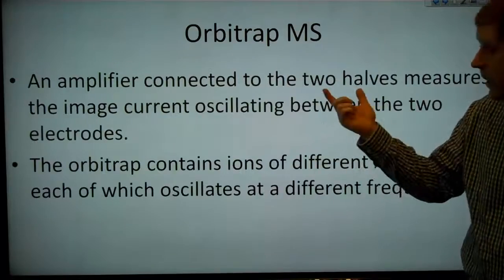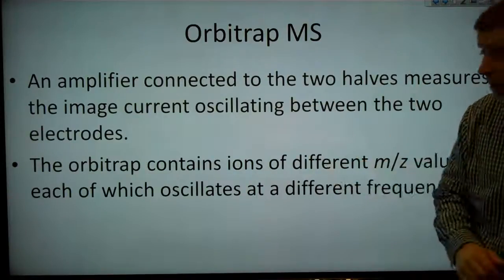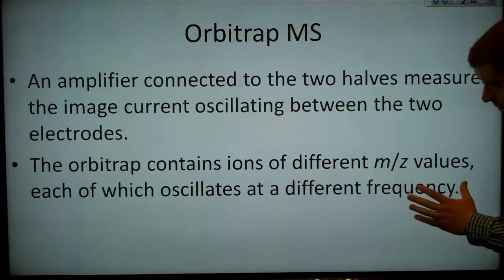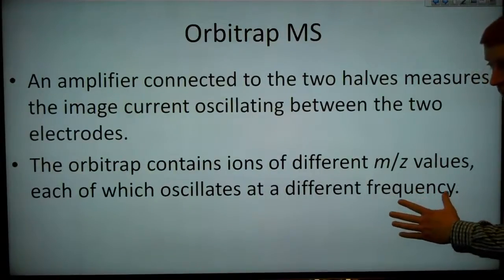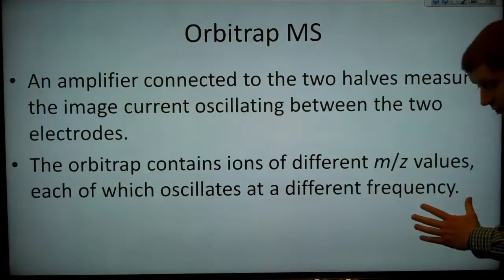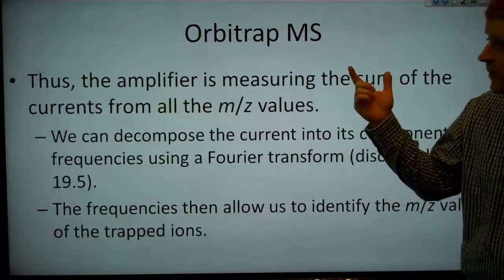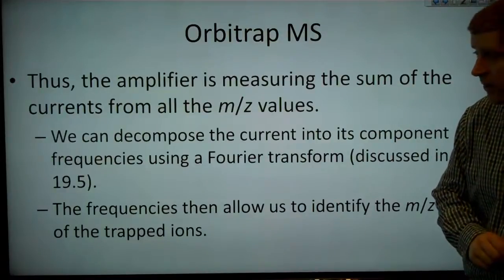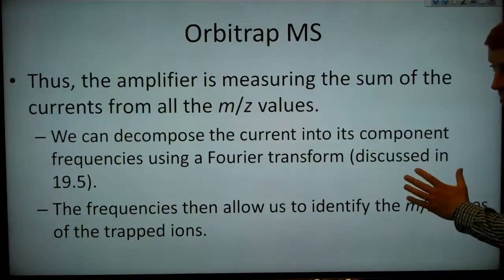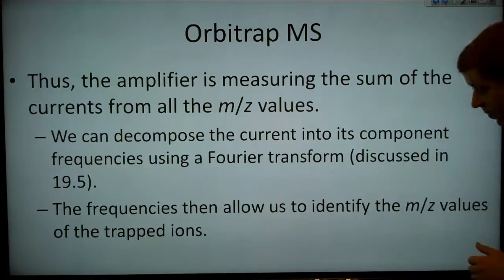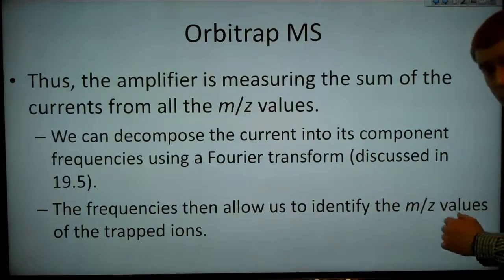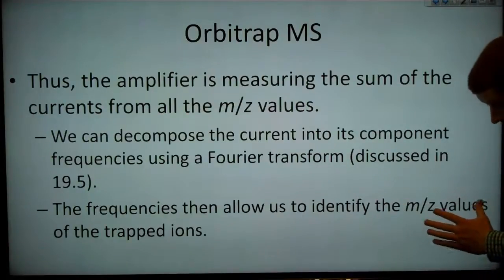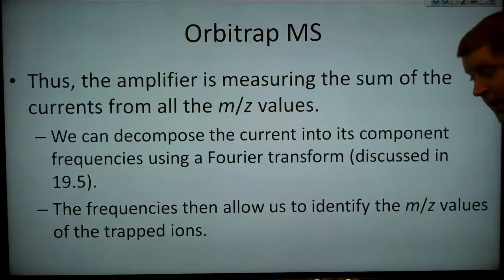So an amplifier that is connected to our two halves measures the image current oscillating between the two electrodes, and the Orbitrap contains ions of different mass to charge values, and each of these will oscillate at a different frequency, and thus the amplifier is measuring the sum of the currents from all the mass to charge values, and we can then decompose the current into its component frequencies using a Fourier transform. This was discussed in Chapter 19, Section 5, and the frequencies then allow us to identify the mass to charge values of our trapped ions.